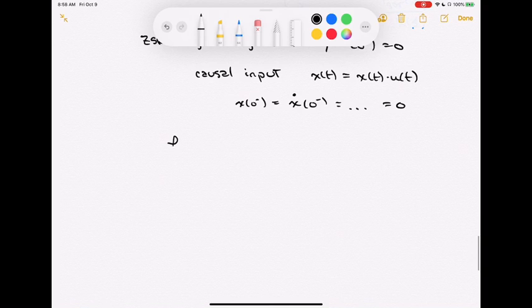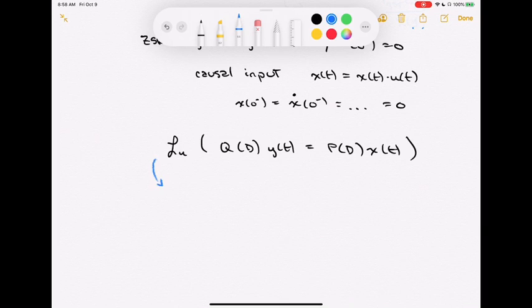That tells me that if I unilateral transform my original differential equation, Q(D) y(t) being equal to P(D) acting on x(t), what do I get out of that? Normally, you would get some powers of s multiplying either y or x, the power of s depending on the power of D. And then you would have that mix in of all the initial conditions. But we've established here that all the initial conditions are 0. And because we're talking about causal input, all the initial conditions on x are also 0. So this transform under this condition is super simple.